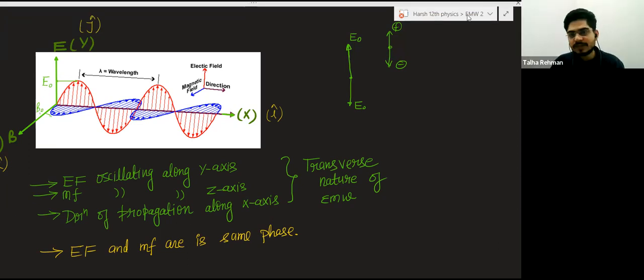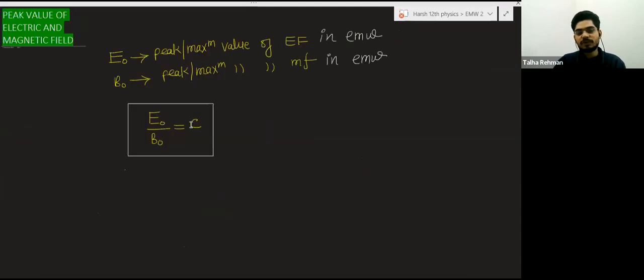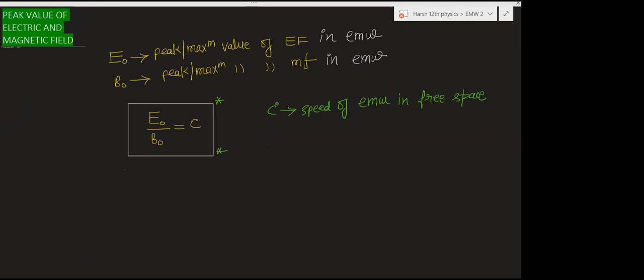There is a relation between the E naught and B naught. E naught divided by B naught is equal to C, the speed of electromagnetic wave in vacuum. What is C? C is the speed of electromagnetic wave in free space or vacuum. Okay, this is the first relation. Just write down fast. So this relation will be used in solving numericals.